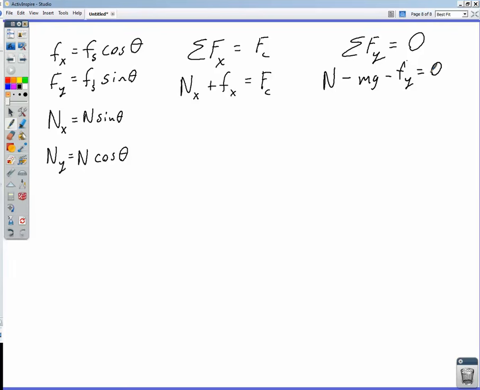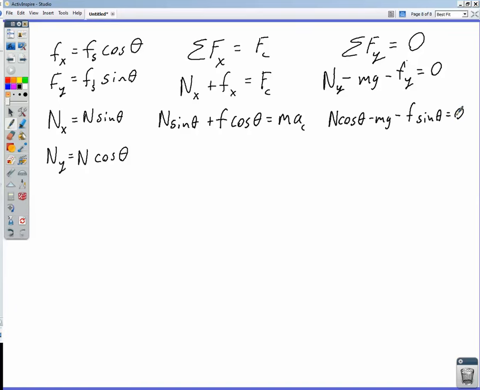Okay, now we can break stuff down a little bit. We've got Nx is N sine theta plus Fx, which is F cosine theta. And centripetal force is mass times centripetal acceleration. Over here, this should have been normal force in the y direction. Sorry, that's going to be N in the y direction, N cos theta minus mg minus Fy, which was F sine theta. That's equal to 0.